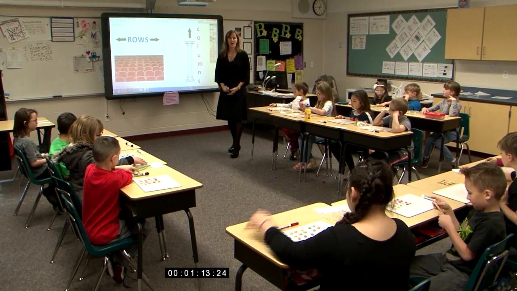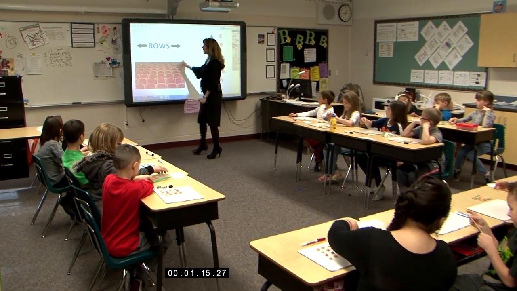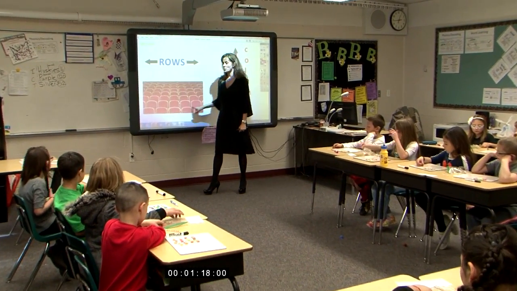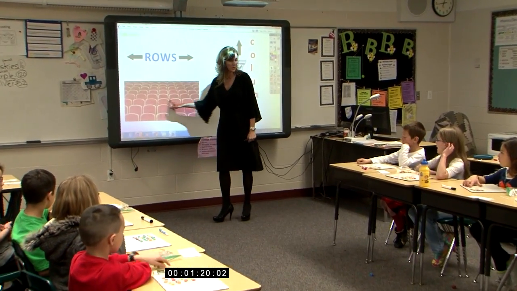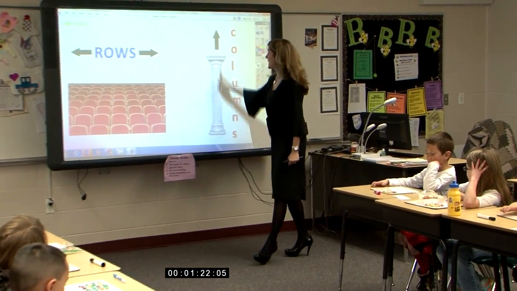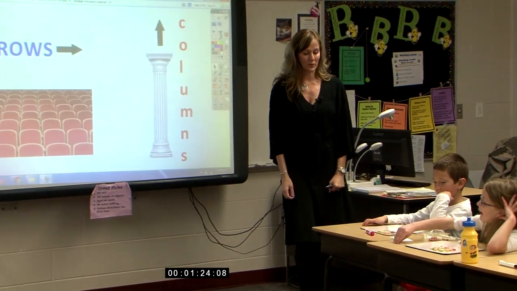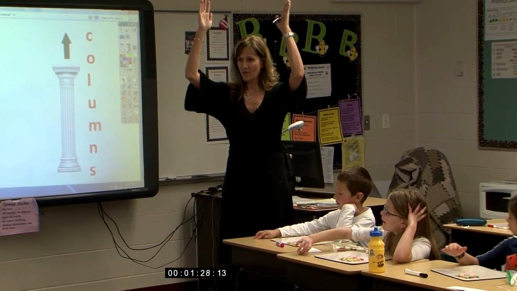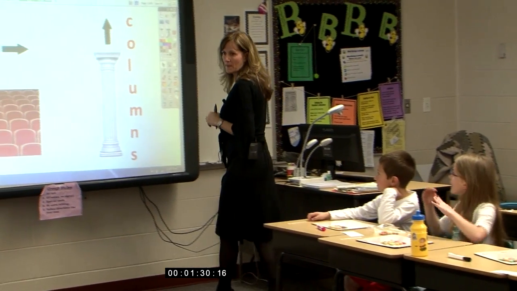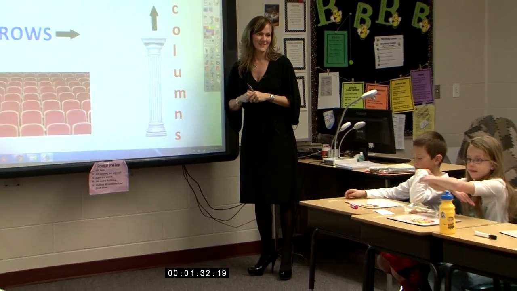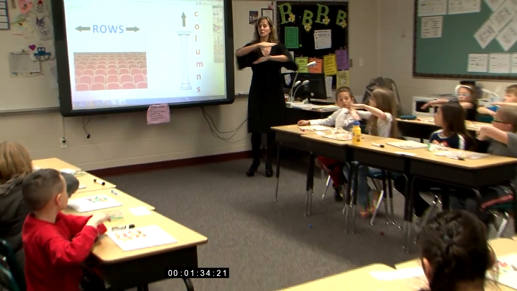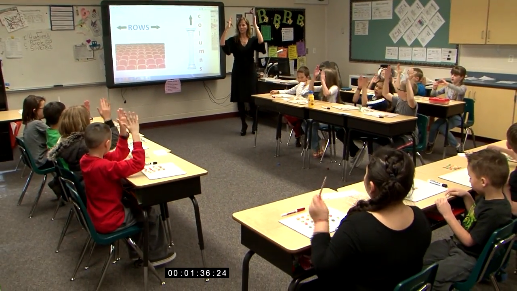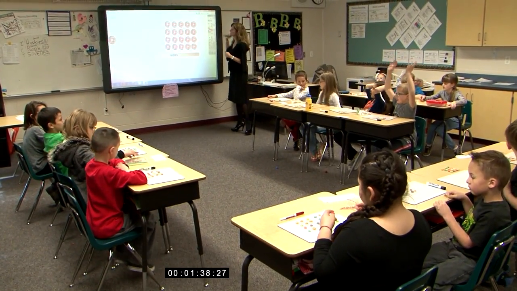Find the rows side. Do you see how it goes left to right, like movie seat rows? You know how you find a row when you go to the movies? And then turn to the other side. It should be red. Find the columns that go up like this. Show your partner rows. Rows go left to right and columns go up like this. Nice job. We're going to use those today.